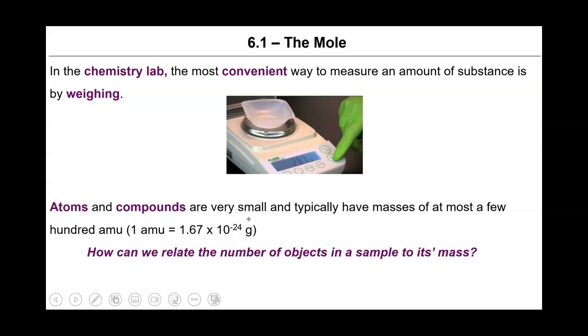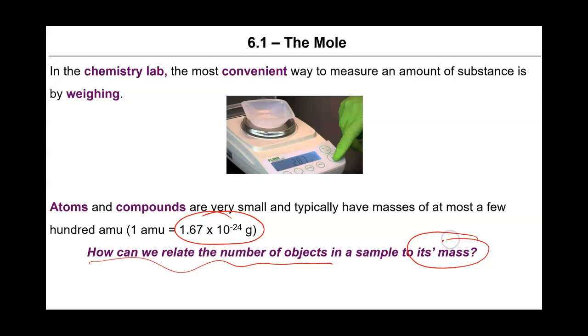However, in the chemistry lab, the most convenient way to measure an amount of substance is by weighing. But the difficulty is that atoms and compounds are very small and typically have a mass at most of a few hundred atomic mass units. And keep in mind that one atomic mass unit is a very small number of grams. So the problem that chemists came up against is how can we relate the number of objects, the number of atoms, molecules, ions in a sample to its mass in grams?